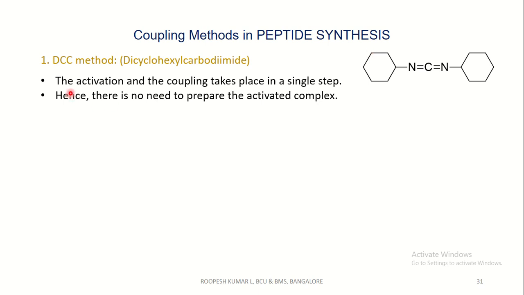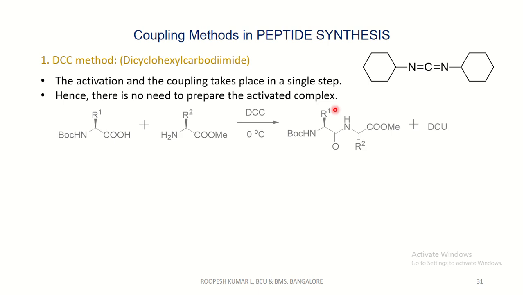The speciality of this method is that the activation and the coupling take place in a single step. Hence, there is no need to prepare the activated complex. This is the N-protected amino acid and C-protected amino acid. So, N-protected amino acid on treatment with C-protected amino acid in the presence of DCC at 0 degrees Celsius will give a peptide bond, that is a dipeptide in good yields, with the side product DCU.